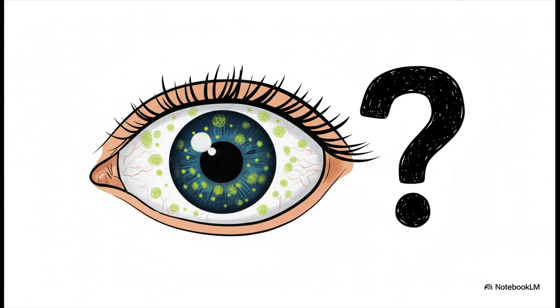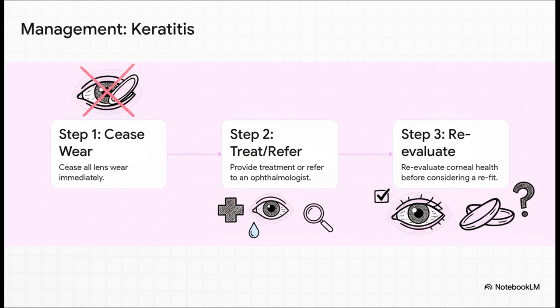So what's the game plan? The protocol here is straightforward, and it is non-negotiable. First, the patient must stop wearing their lenses immediately. Second, that keratitis has to be treated, whether you do it or you refer them out. And third, only after that cornea has completely healed can you even begin to think about refitting that patient.